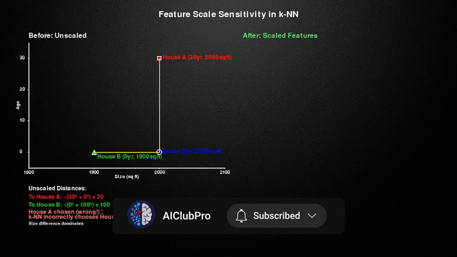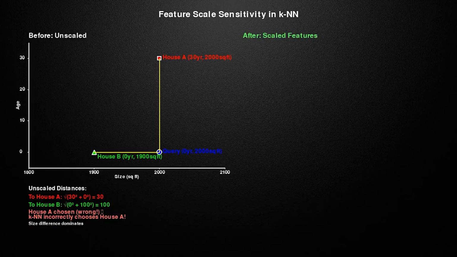But here's what KNN sees if we don't adjust the scales. Distance to house A is 30, all from the age difference, and distance to house B is 100, all from the size difference.